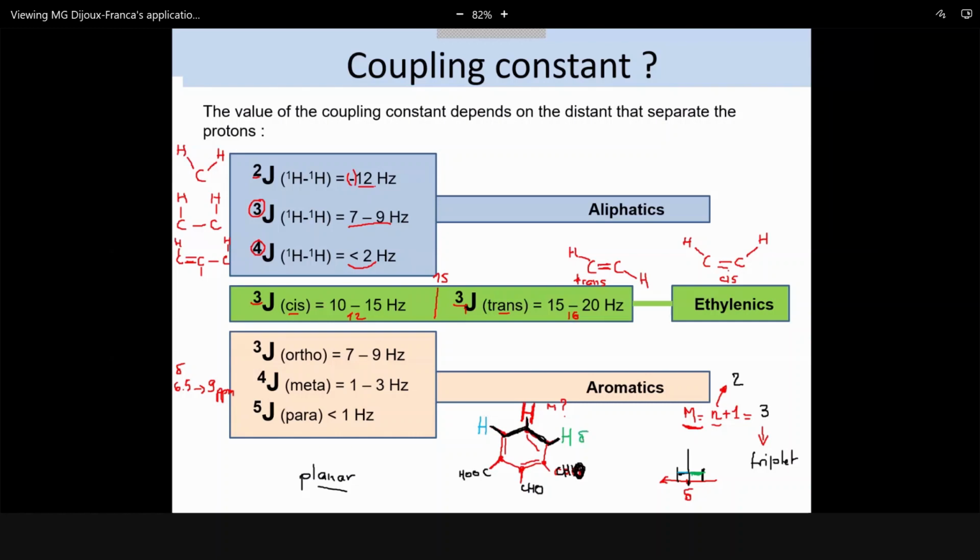Let's say delta 1, and for the blue one, delta 2. So on the spectrum, I will have 3 different signals. The chemical shift for the red, the chemical shift for the green, the chemical shift for the blue. But the red one is coupled to 2 protons that have the same coupling constant, so I will have a triplet.